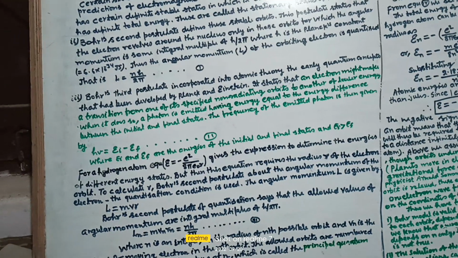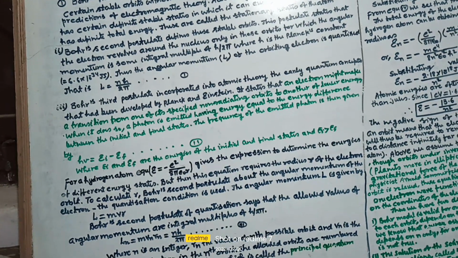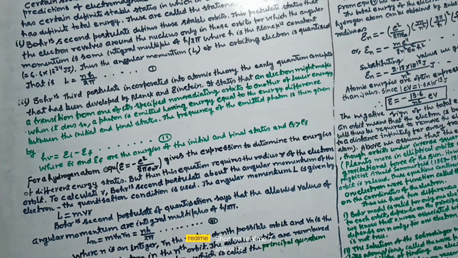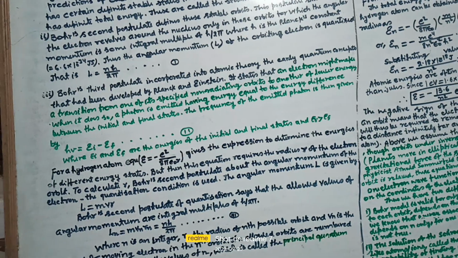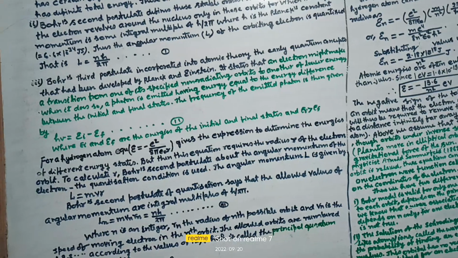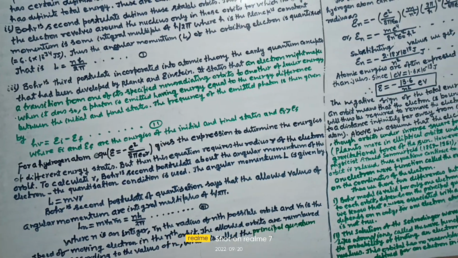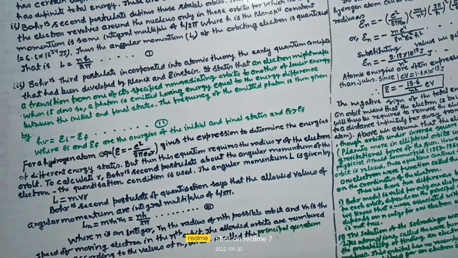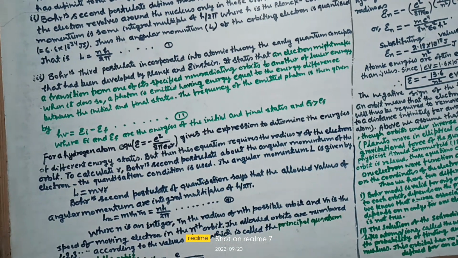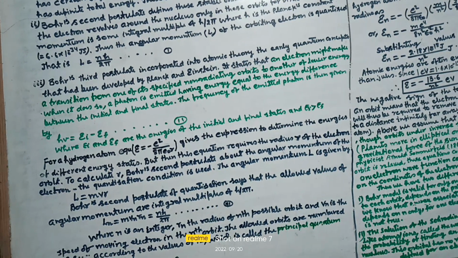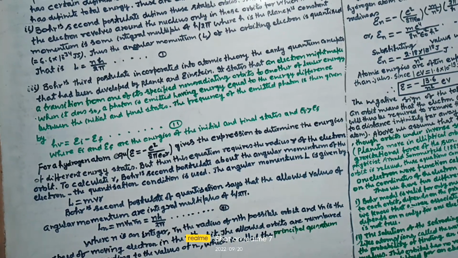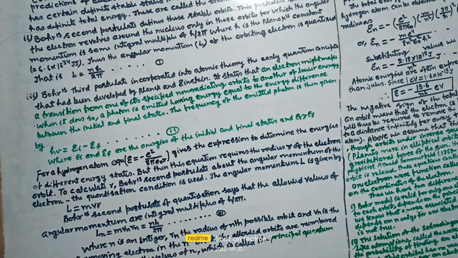Therefore, Ln = m vn rn = nh/2π, where n is an integer, rn the radius of nth possible orbit, and vn is the speed of moving electron in the nth orbit. The allowed orbits are numbered 1, 2, 3, and so on according to the values of n, which is called the principal quantum number of the orbit. From the equation, vn = e/√(4πε₀ m rn).